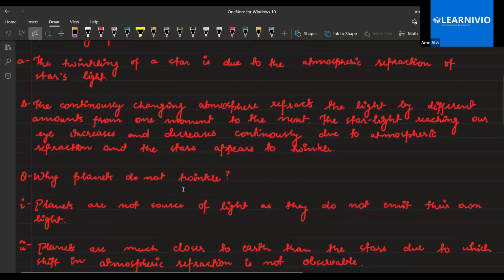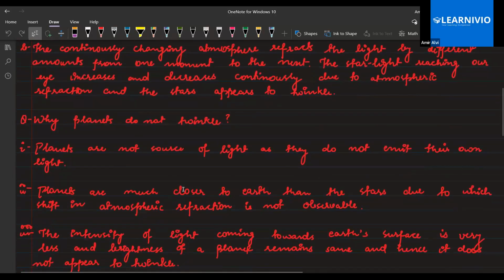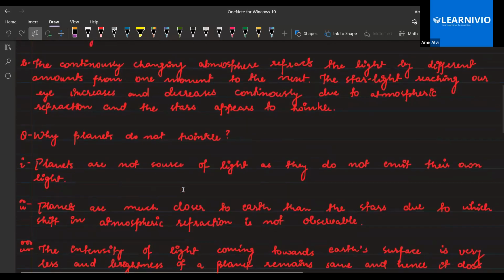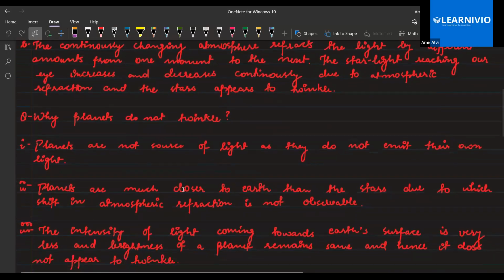Okay. Next, why is it that stars, which are much bigger than the planets, still twinkle, but planets do not twinkle? The reason is that planets are not sources of energy. They do not have their own light. They just reflect sunlight. But stars are luminous objects, which means that they have their own light.